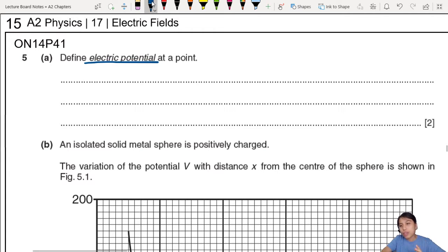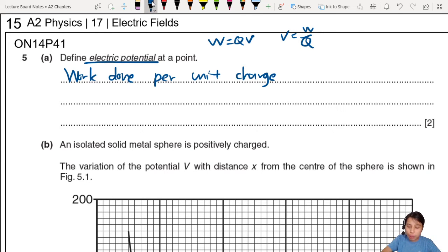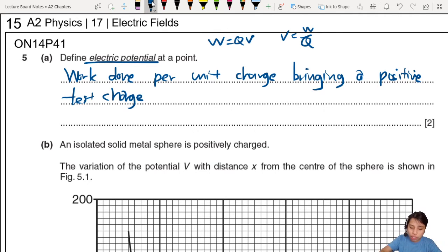If at this point you still can't remember, please know the definition. It helps if you know W equals QV from your old AS definitions. So work done per unit charge, bringing a point from infinity to a point. I must also add that it helps that you mention it's a positive test charge. So work done per unit charge, bringing a positive test charge. Because by convention, we look at how positive test charges work. So that's why it's good to mention also positive test charge.